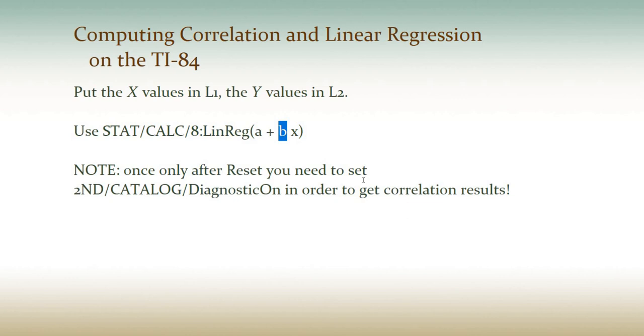And there's one more trick with the TI-84. You only have to do this once between resets or changing the batteries, but you need to do this. You hit the second button and then catalog and then diagnostic on and enter twice. Otherwise, you won't get the correlation coefficient that goes with the line.